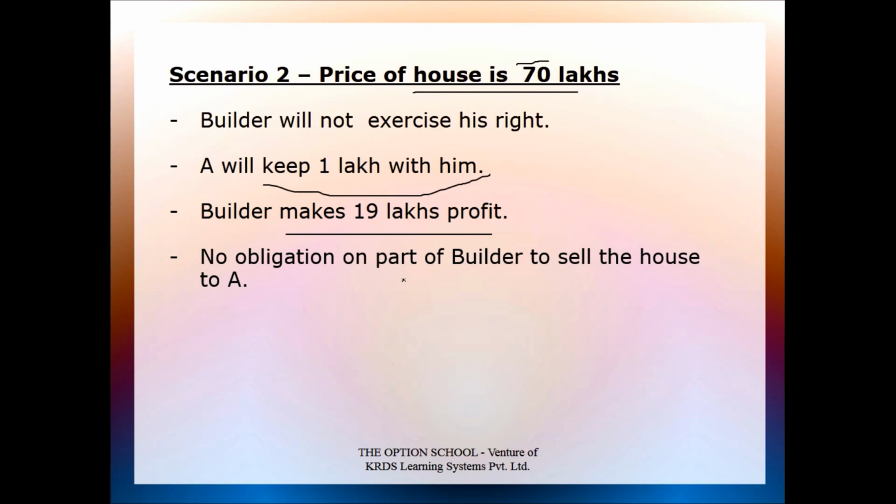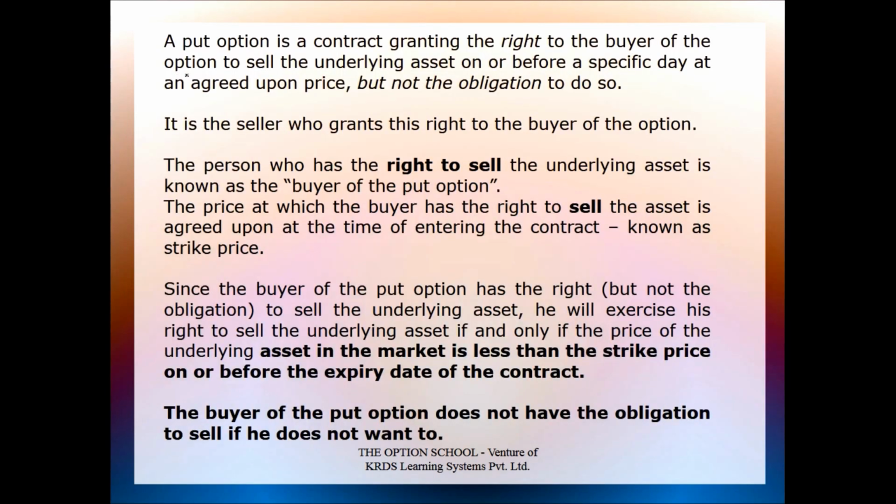So this right to sell, he has purchased a right to sell, and by doing that he has ensured that his property will be sold at least in 50 lakhs. In case the value goes up, he will sell in higher value. In case the value goes down, he will sell in 50 lakhs. So 50 lakhs is the minimum amount which he will be getting by selling his property. So this right to sell is known as a put option.